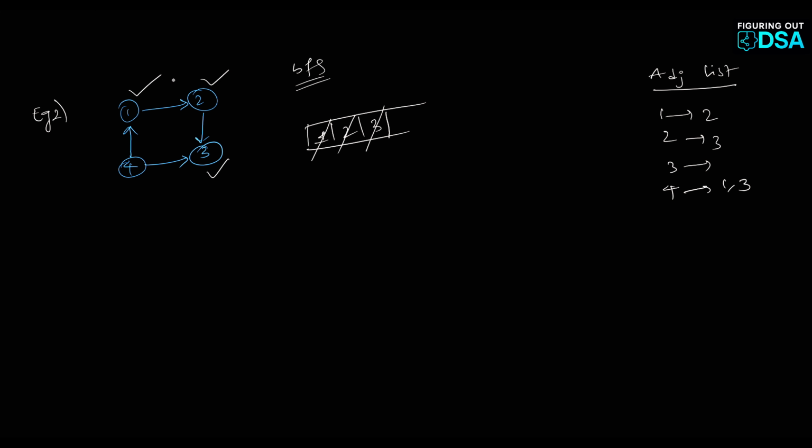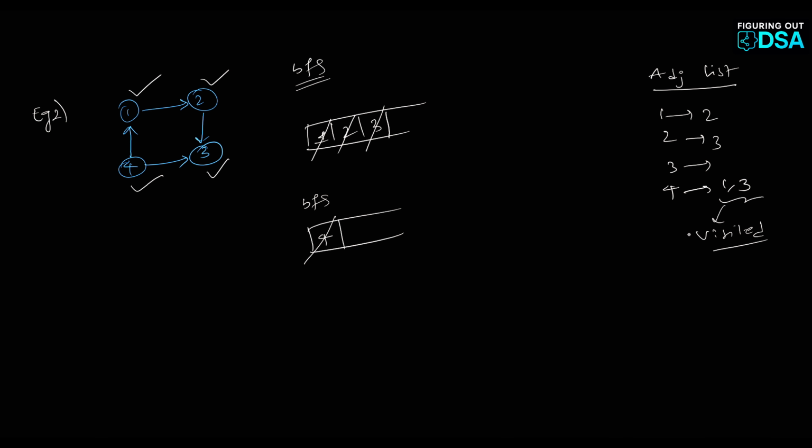Then we'll move to node 2 and see that node 2 is already visited, and we move to node 3 and see that node 3 is also visited. We'll start another BFS call starting with node 4. We mark 4 as visited and we pop node 4. You see that for 4, all the nodes which are connected to this 4 are visited. But we have ended up in the same situation as in the previous case.